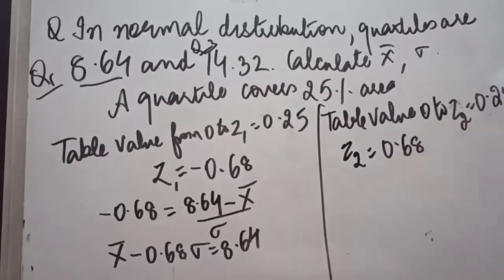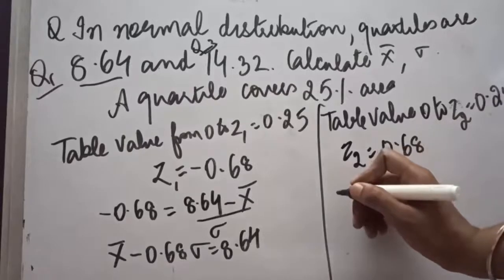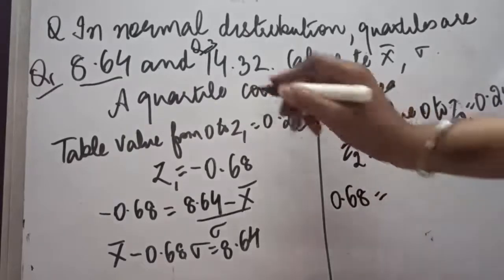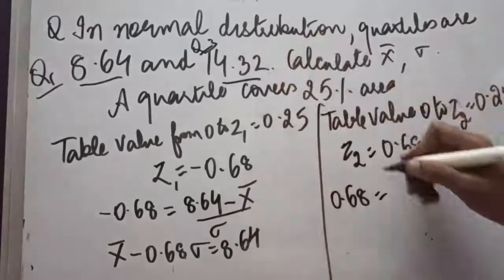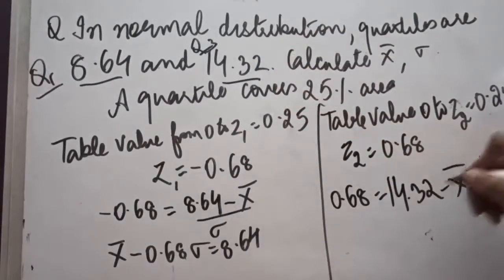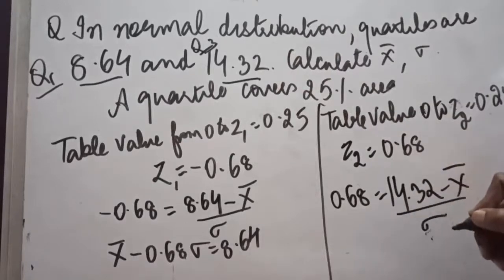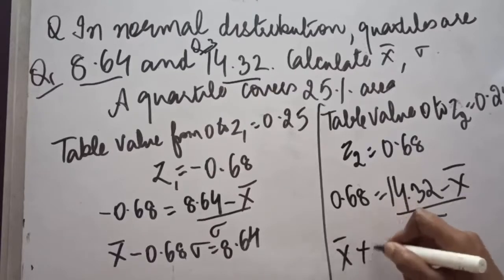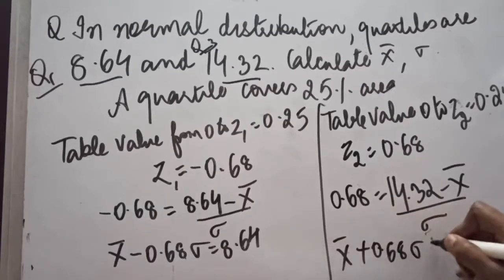Again we will put the value in the equation of z, that is 0.68 is equal to x minus mean over standard deviation. Now what is the value of x? 14.32 will be the value. X, mean we have to find out and standard deviation we have to find out. So from here we found our second equation, that is mean plus 0.68 standard deviation is equal to 14.32.